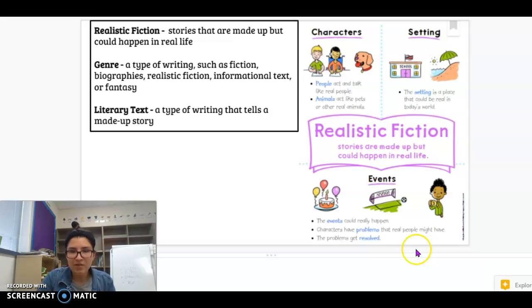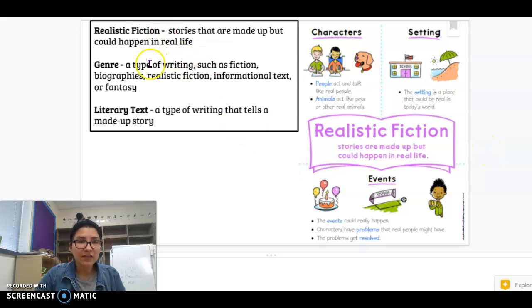Okay? And then the problems get resolved. So whatever the problem may be, it's not going to be solved by magic, because that's not real. It's going to get solved like a normal problem would. For example, if you drop water on your paper or your homework, you could always ask an adult for another paper, right? That's a way a problem can get resolved. So we got to focus on characters, setting, and events. If all of these seem that they could be real, then the story most likely is realistic fiction.